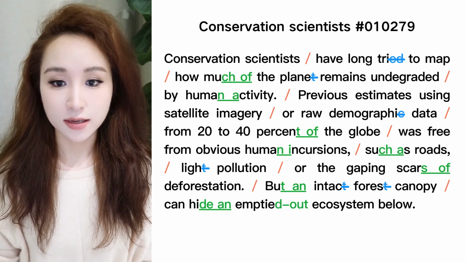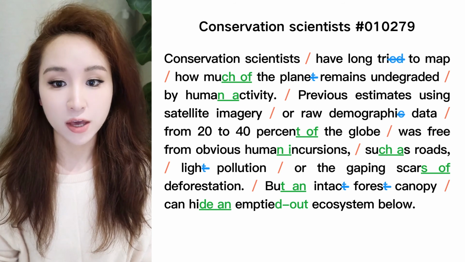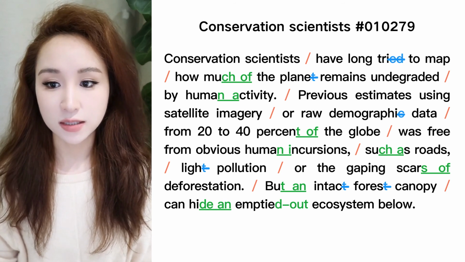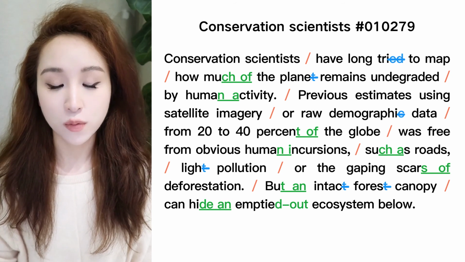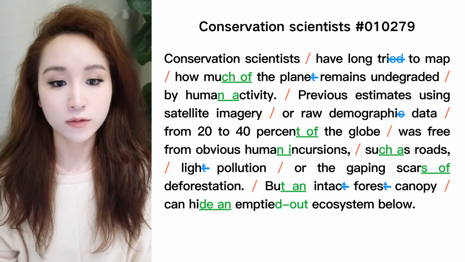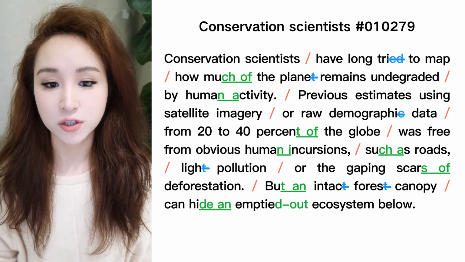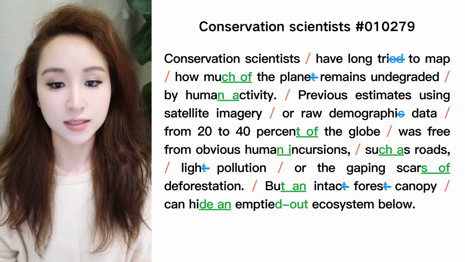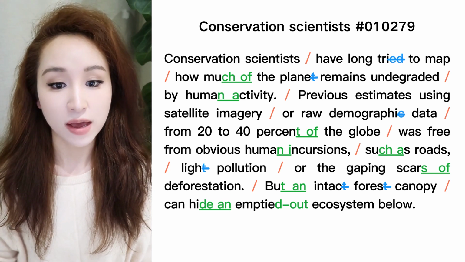Conservation scientists have long tried to map how much of the planet remains undegraded by human activity. Previous estimates using satellite imagery or raw demographic data from 20 to 40% of the globe was free from obvious human incursions, such as roads, light pollution, or the gaping scars of deforestation. But an intact forest canopy can hide the emptied out ecosystem below.